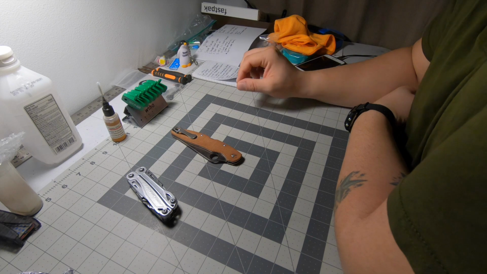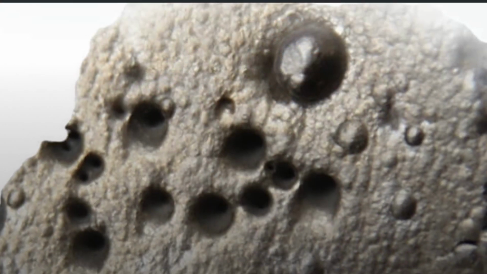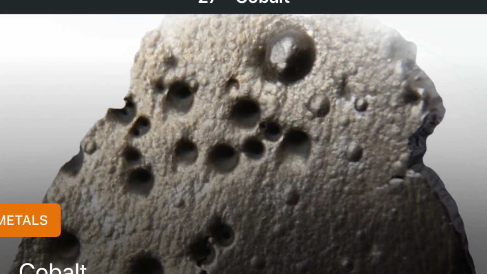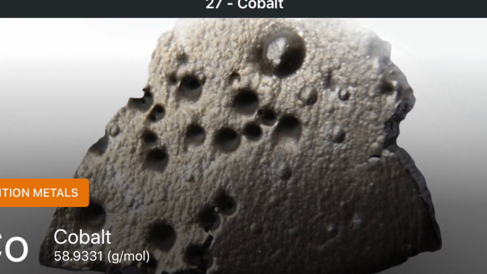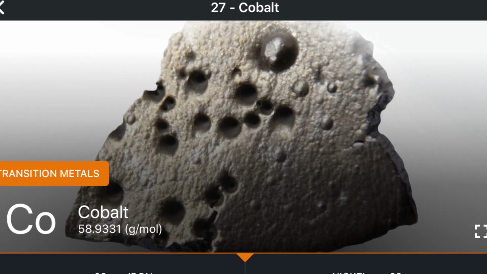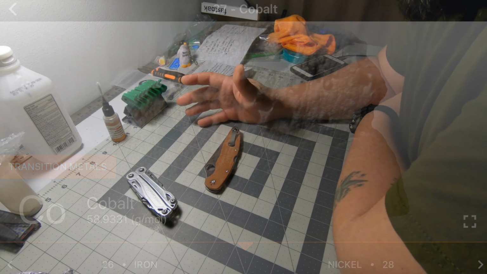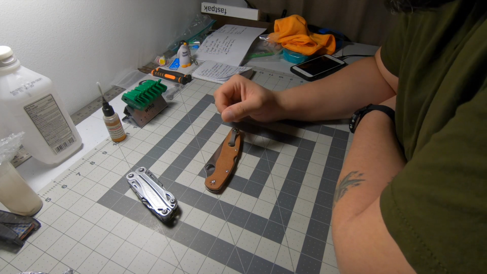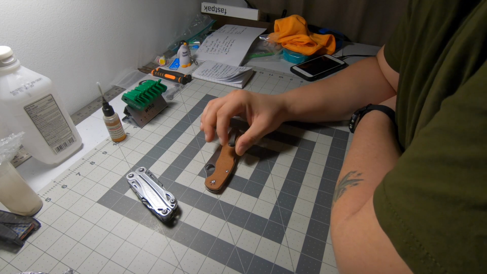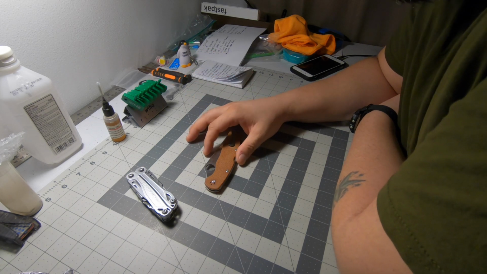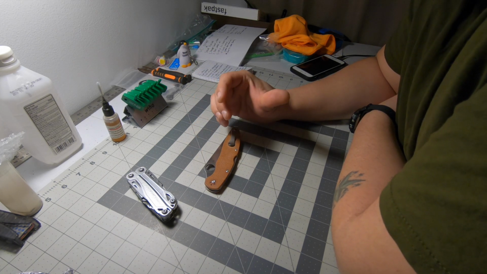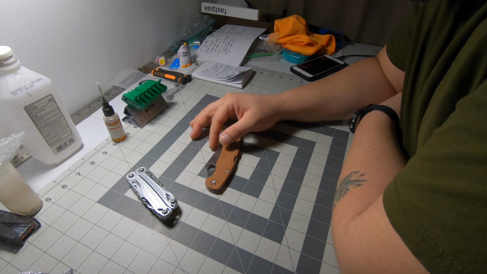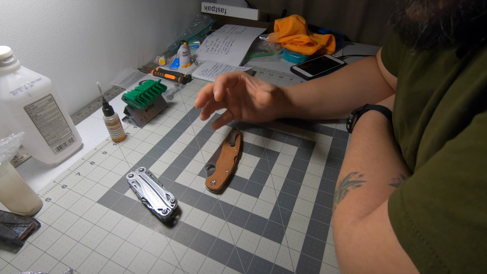Next is cobalt. So I feel like cobalt is not talked about a ton, but also there's a lot of misconceptions. Some people think it's only for steels with high hot hardness and stuff like that. It is. However, it does help increase the hardness and permits higher quenching temps.